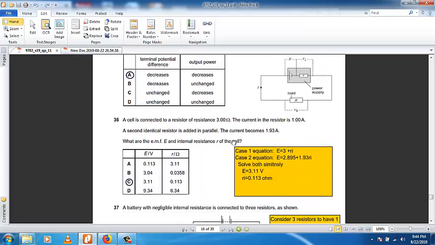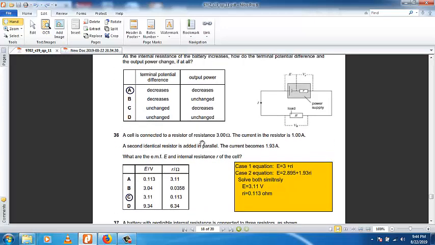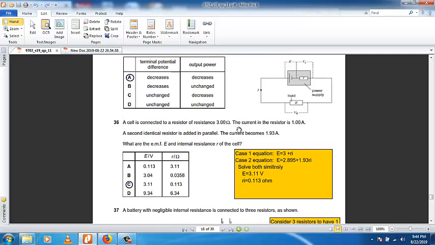So it's A. A cell is connected to a resistor of resistance 3 ohm. The current in the resistor is 1 ampere. Just make up a simple circuit for that. I haven't made that because I've got no space here.